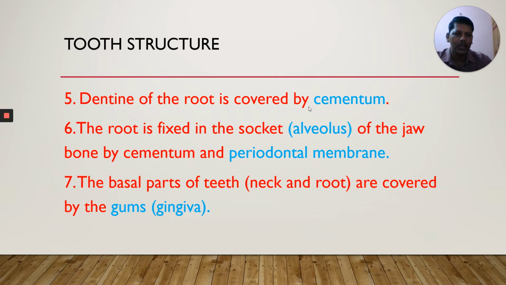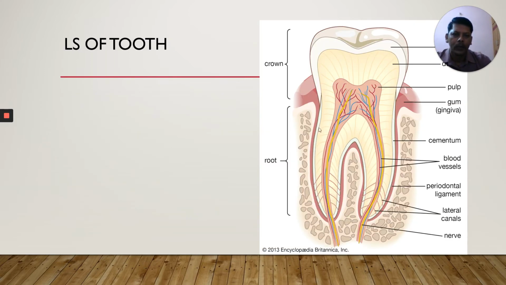Dentine of the root is covered by cementum. Observe here: this is the root, this is the crown, and here there is a neck part. This part is the dentine of the root, and this white part is cementum.